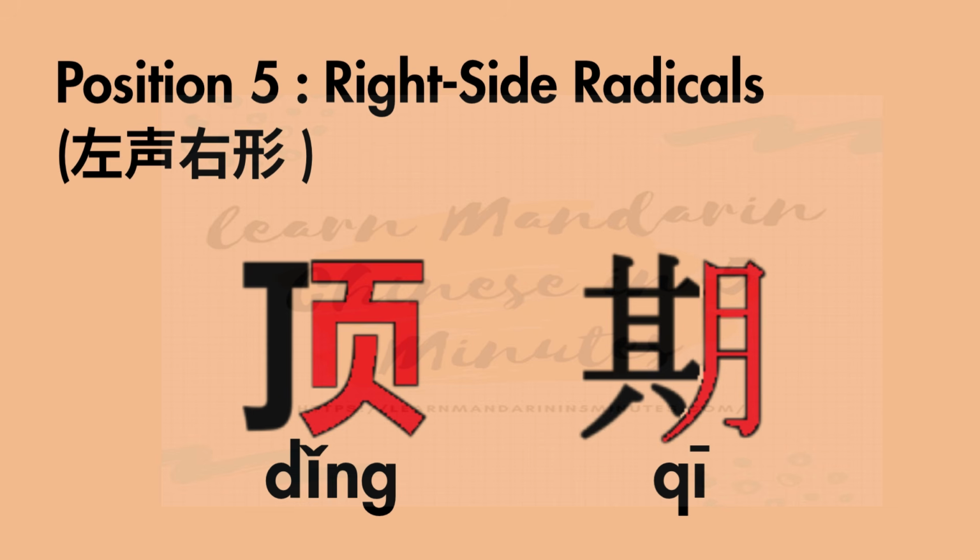Qi, period or face. The sound is on the left. Qi, meaning is on the right. Yue, moon, cycles of time. So we need a word for a time cycle. Let's take qi and add the moon radical to link it with lunar phases.